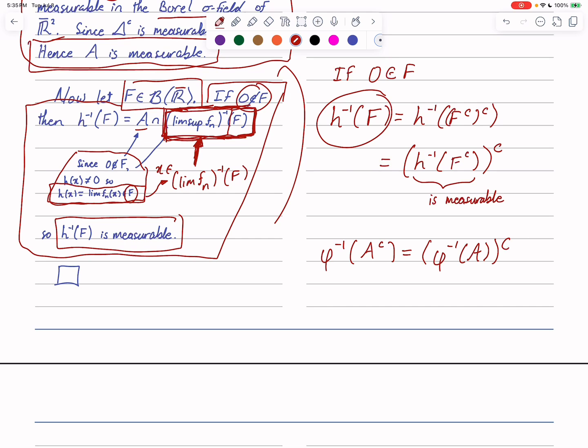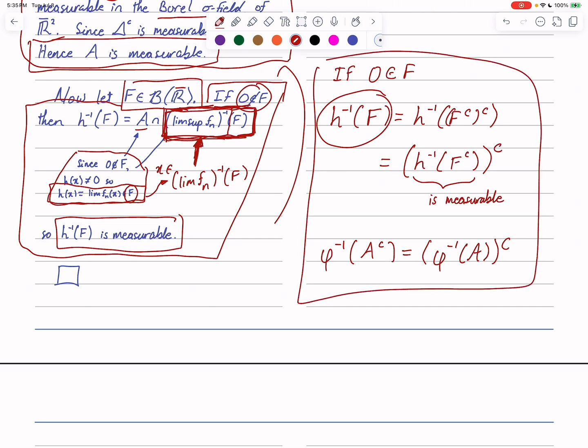So now we have it in all cases. When 0 is in F and when 0 is not in F, we know that always the pre-image of H is a measurable set. And this finally concludes the demonstration that H is a measurable function.